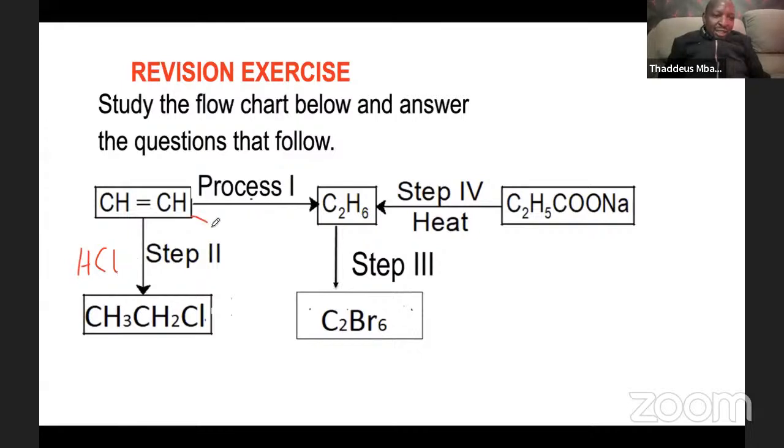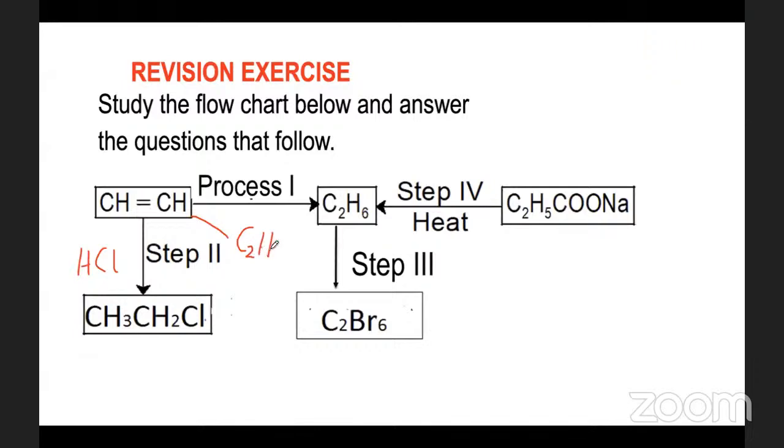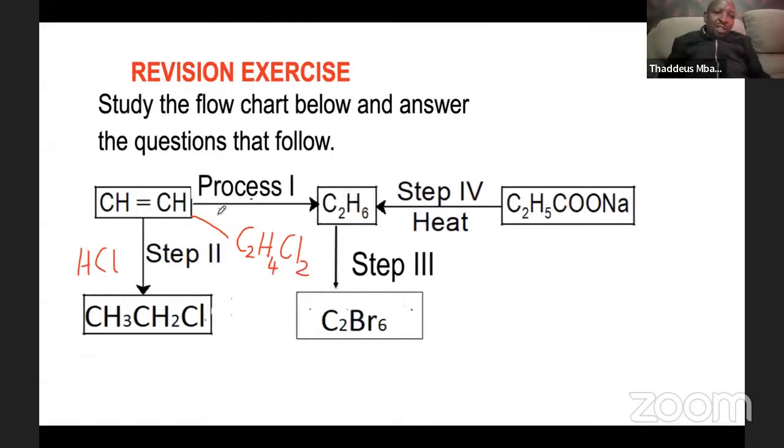If we were adding chlorine, we would get C2H4Cl2. If we add chlorine, the entire 2 atoms of chlorine are added. Don't you know how addition works? But look at this one.